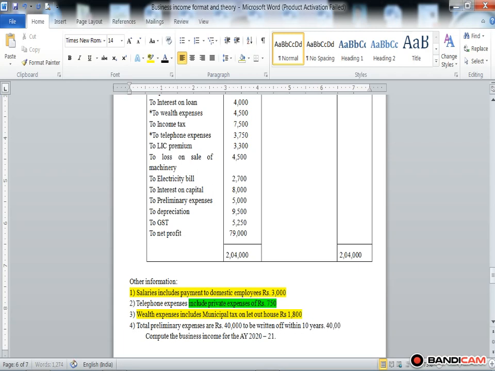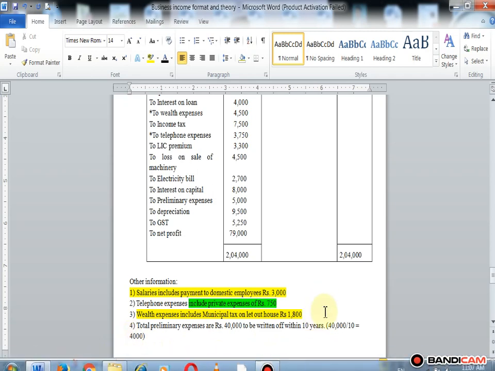So here 40,000 divided by 10. We get an amount that is 4,000. So every year Mr. Guru has to write off preliminary expenses of rupees 4,000. Okay, the preliminary expenses is rupees 4,000.